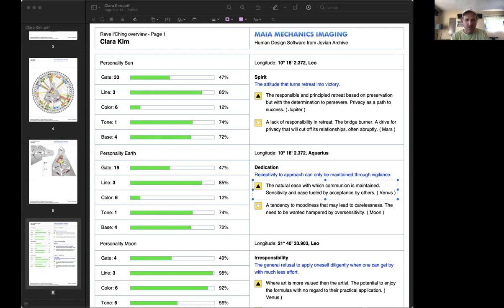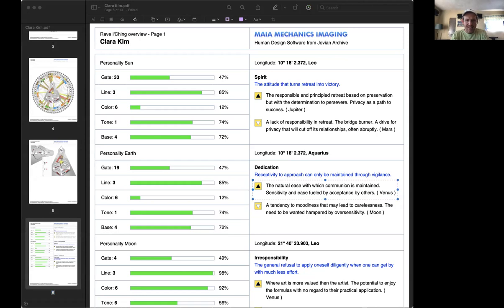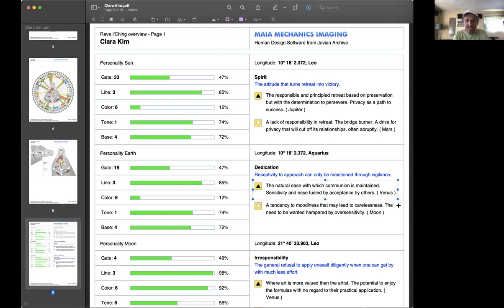Okay, so we're going to keep going with the keynoting here. The natural ease with which communion is maintained. So I'll say maintaining community. Sensitivity and ease fueled by acceptance by others.